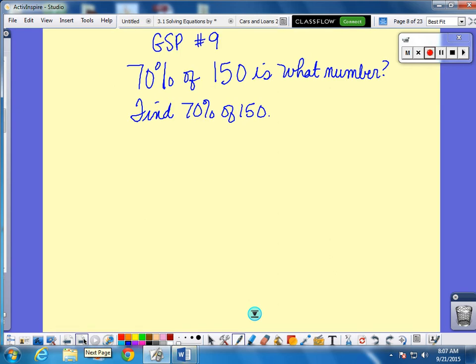All right, let's practice a little more. Now remember, find means what number is. And so really, I've just got these reduced. 70% of 150 is what number is 70% of 150. Doesn't really matter which one you look at. I was just going to show you it can be written either way. All right, so write the problem, give the equation, and solve. See what you come up with.